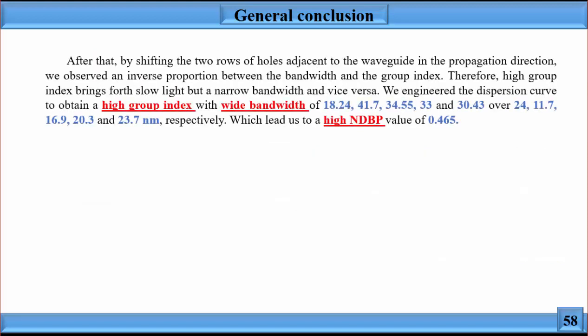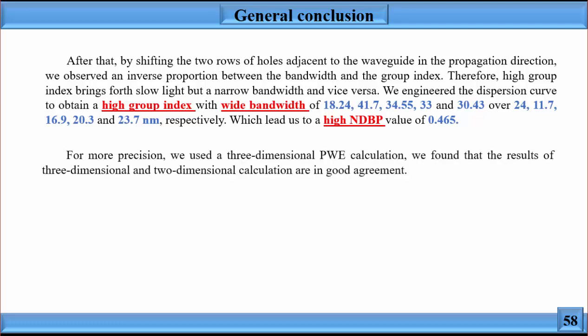Slide 58. After that, by shifting the two rows of holes adjacent to the waveguide in the propagation direction, we observed an inverse proportion between the bandwidth and the group index. Therefore, a high group index brings forth slow light but a narrow bandwidth, and vice versa. We engineered the dispersion curve to obtain a high group index with wide bandwidth, of 18.24, 41.7, 34.55, 33, and 30.43 over 24, 11.7, 16.9, 20.3 and 23.7 nanometers, respectively, which leads us to a high NDBP value of 0.465.